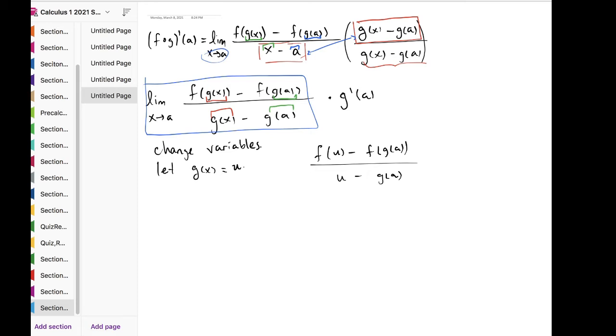Okay, can someone give me some info about this function? This is a function now. This looks interesting. This should look like something. Does this exist at g of a, by the way? Does this function exist at g of a? If you plug u equals g of a, does this exist?